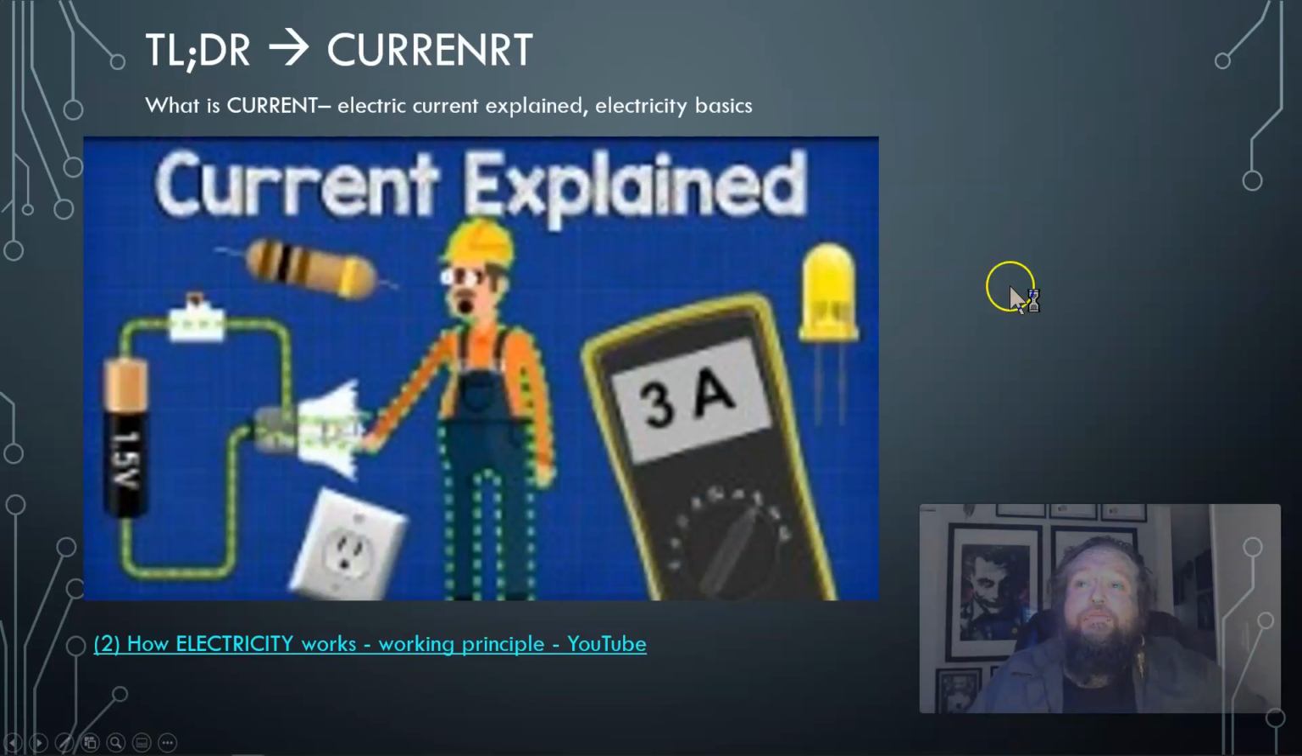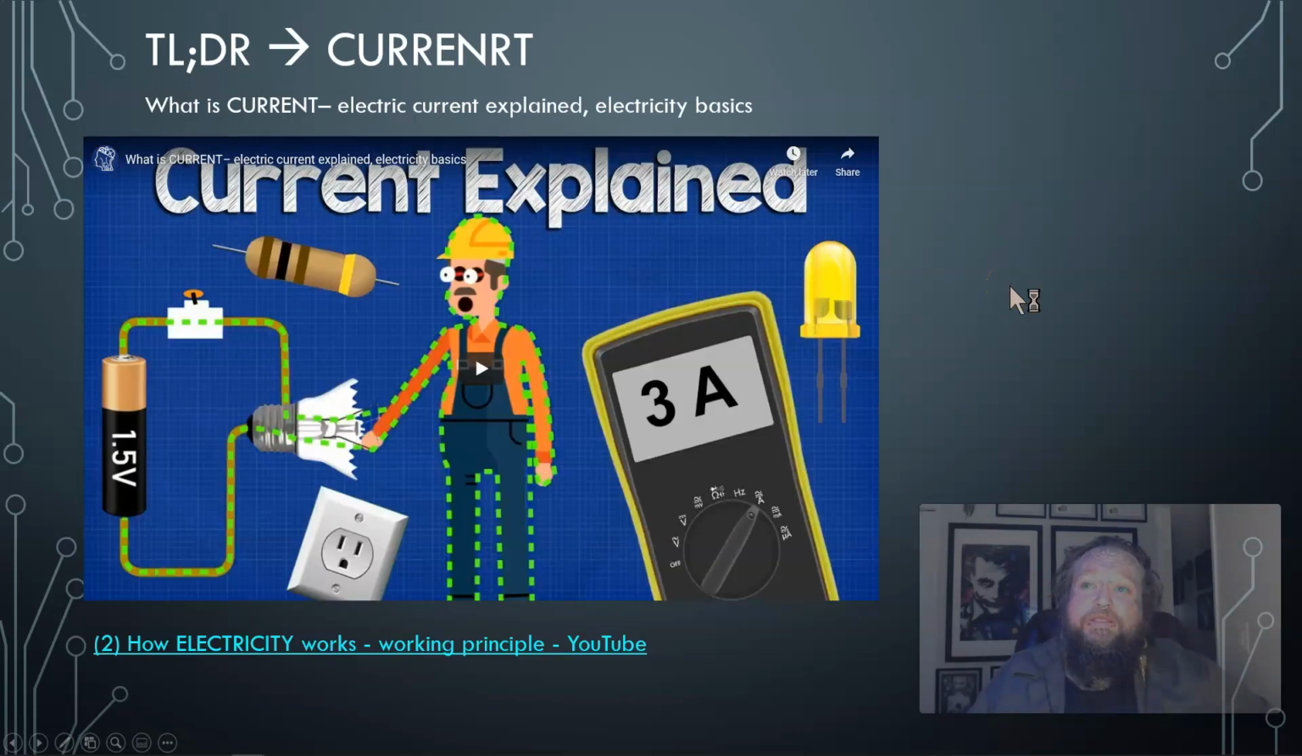Okay, the next one is more about current, so going beyond just the basics of electricity, but understanding current, which is basically trying to harness this energy to do work for us, and that flow of electrons from one end to the other and what happens.